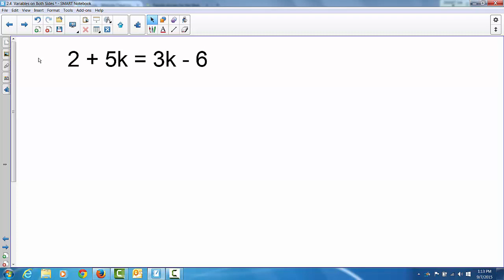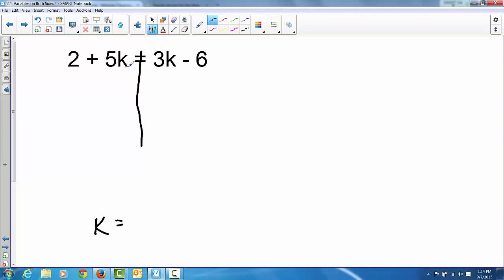But what we want, as always, is for it to have an answer that says at the bottom k equals. So we want the variables to be on one side and the answer to be on the other side. So how are we going to do this? Let's draw our line.